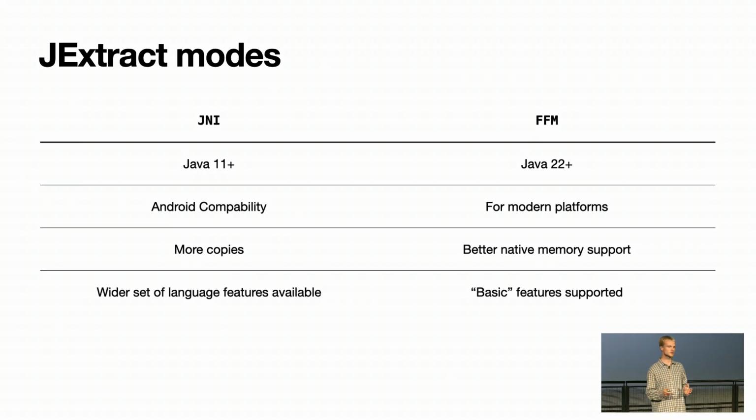So the JNI mode uses the Java Native Interface instead of the FFM. That means that we can support Java 11 and above, which also means that we can actually have Android compatibility. So while the FFM mode is more meant for modern platforms and servers, the JNI mode is more of a legacy mode that you can enable to run on platforms such as Android. Now, that means that we will probably take a bit of a cost on performance, making more copies between the JVM and the native memory. But a cool thing is that we achieved quite a wide set of features available in the JNI mode compared to the current FFM mode.